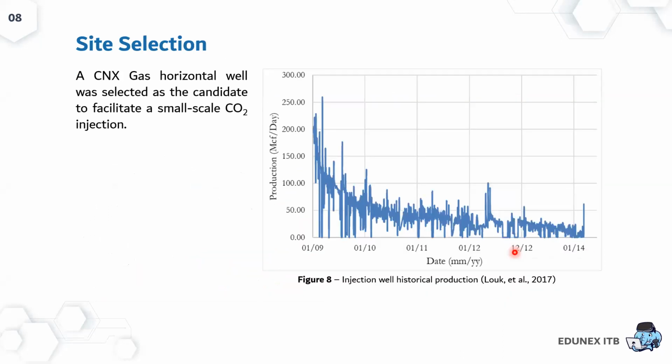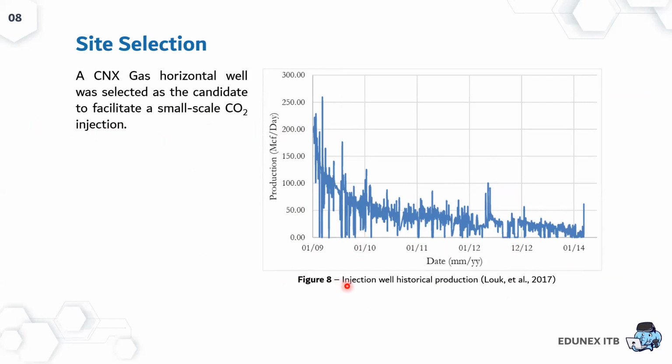Okay, next is the site selection. Based on review of factors such as road accessibility, size of the well pad for equipment transportation and setup, and favorable relationships with land and mineral owners, a horizontal well owned and operated by CNX Gas was selected as the candidate to facilitate a small-scale carbon dioxide injection.